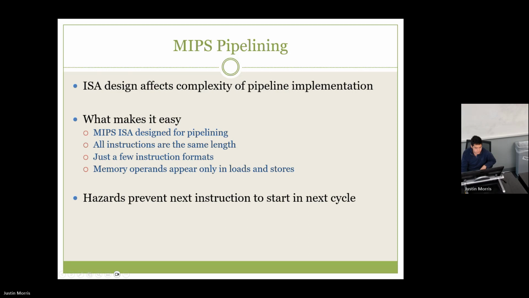So the other things that make it easy with the MIPS ISA: all instructions are the same length. They all are going through all 5 stages of the pipeline. And we only have a few instruction formats. And then memory operands only appear in loads and stores. I don't have the availability of, I want to add R1 plus this memory location data. And like we talked about, hazards will prevent next instructions from starting in the next cycle sometimes. And we'll talk about that next Monday.